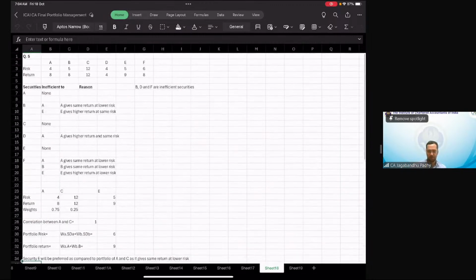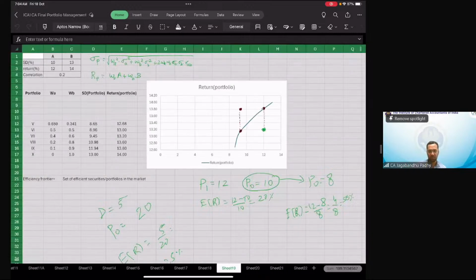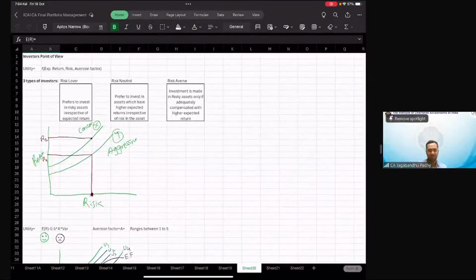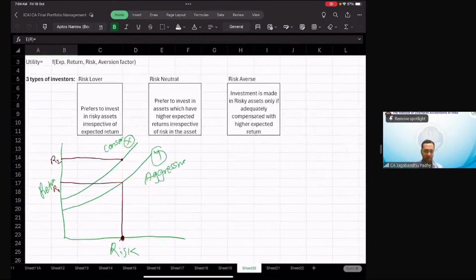Okay, then after that, we went to the other side of the market, where we said, what would an investor really require? An investor will definitely be requiring utility when he or she is investing into the market. 3 types of investors we looked at: risk averse, risk neutral, and risk seeking.